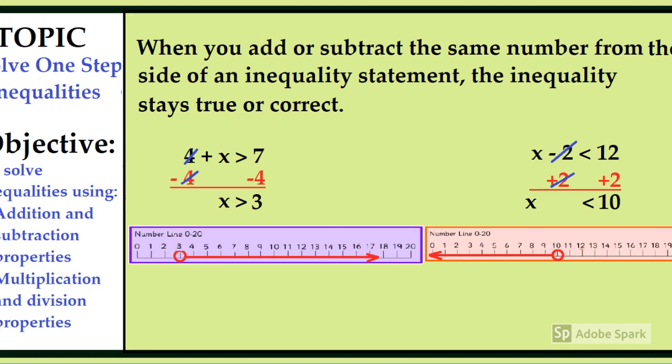On the second example, it is minus. So, x minus 2 is less than 12. Add plus 2 on both sides, you will come up with x is less than 10. Therefore, locate number 10 with an open dot, and the number line will go to the left.